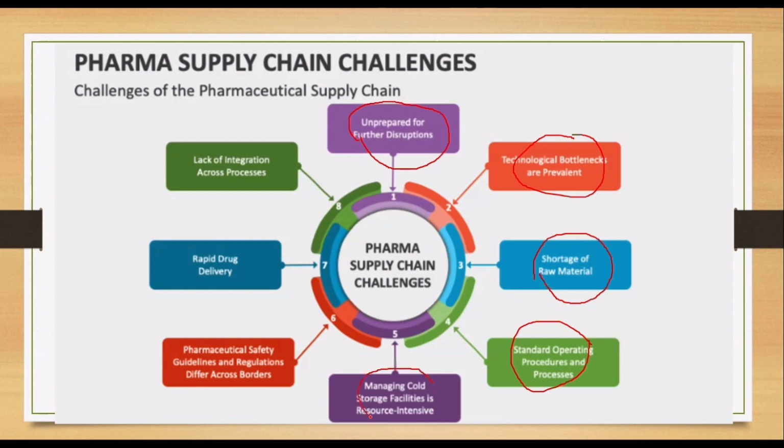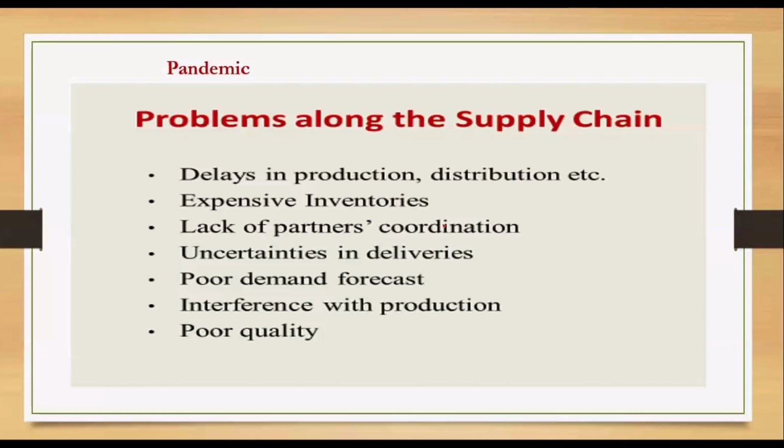Then cold chain shortage, because of this COVID environment, you have to maintain the temperature for different drugs. So the infrastructure facility is also one of the important aspects, and safety guidelines are also very important across the borders, and rapid drug delivery, and the integration part. These are the issues that we have explained in a different way.